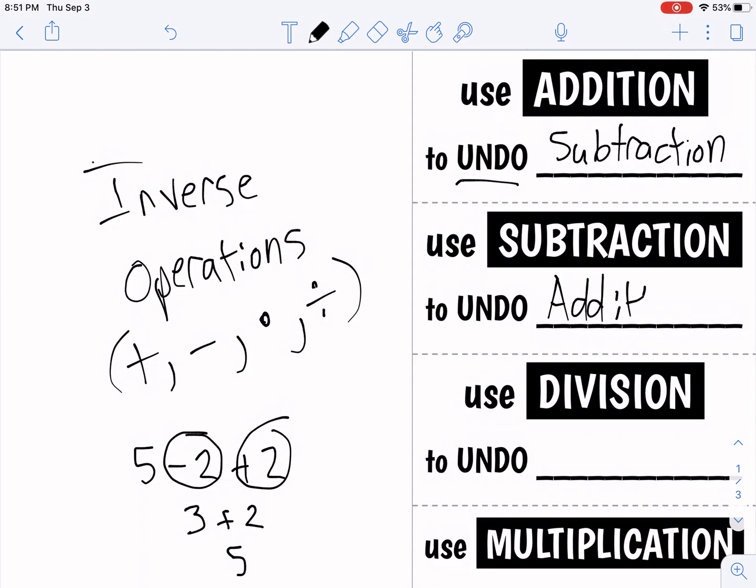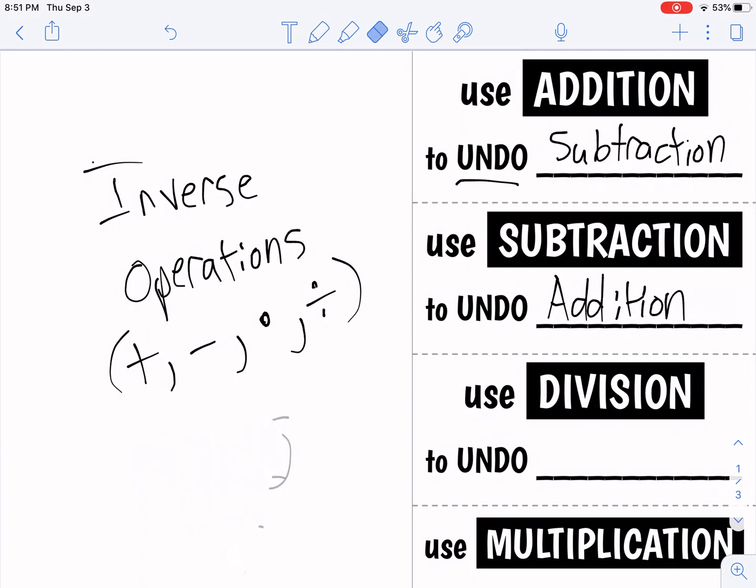And vice versa, we use subtraction to undo addition. In our same example here, I could start out with 5 plus 2, and if I want to undo adding 2, I would have to subtract 2, right? 5 plus 2 is 7, and if I want to get back to 5, I do the opposite, which is subtract 2, and that gives me 5. So subtraction undoes the addition.